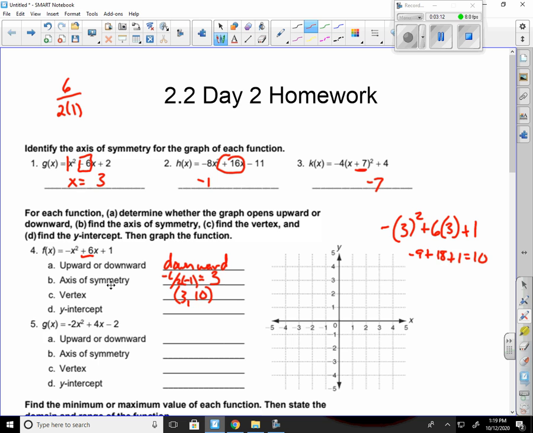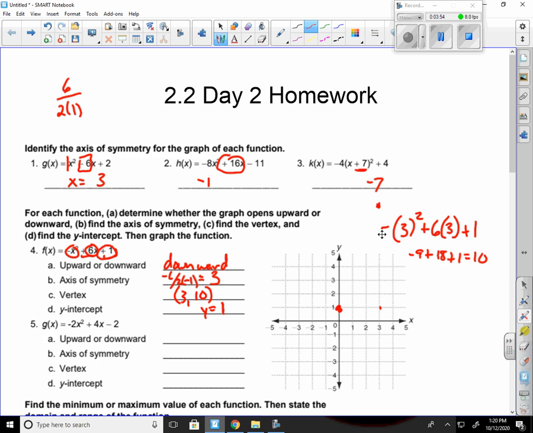Then it says the y-intercept, that's always going to be this number. So if I just plug a 0 in, 0 squared is 0 plus 6 times 0, so that's y equals 1. To graph this function, I'm going to start with my vertex, or I can start with my y-intercept. Either one is fine. Vertex is over 3 and up 10. Makes it nearly impossible to graph because I don't have that on here. If I go up 10, it's opening downward, and my y-intercept is 1.